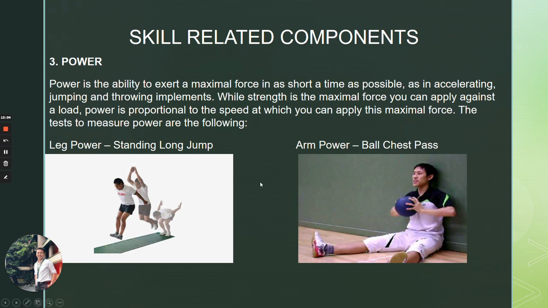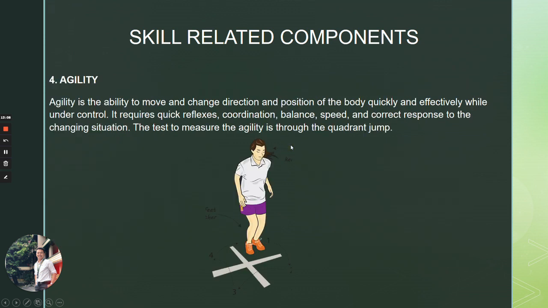Sige. The number 4 is the agility. So, agility is the ability to move and change direction and position of the body quickly and effectively while under control. It will require so much reflexes, coordination, balance, speed, and correct response to the changing situation. The test to measure this one is through the quadrant jump.